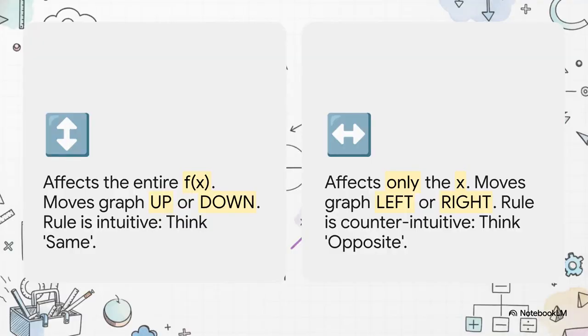Okay, so here's where it gets interesting. We can break these shifts or translations into two types. Vertical, that's up and down, and horizontal, left and right. And this is the crucial part. The vertical ones, they're super intuitive. They work exactly how you think they would. But the horizontal ones? They've got a little twist, a little surprise waiting for you.